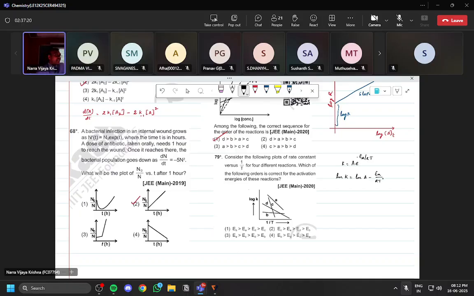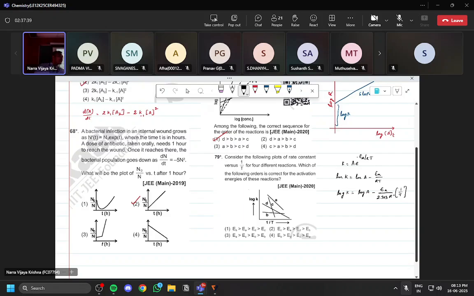This ln k can be written as 2.303 into log k. So 2.303 into log k equals 2.303 into log A minus Ea by RT; I brought that 2.303 to this side. So log k equals log A minus Ea upon 2.303 R into 1 by T. Correct, sir?